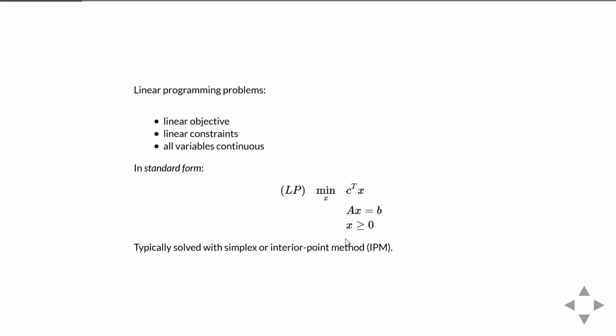So let's start with the motivation. We're looking here at linear programming problems. So these are optimization problems that have linear objectives, linear constraints, and all variables are continuous. You can write them in different forms. One of them is called the standard form, which is the one presented here, where you only have equality constraints and non-negative variables. You can always reformulate any linear programming problem into that form. So it's fairly generic. And once you have that, typically you can solve it with either the simplex method or an interior point method. And today I'm going to focus on interior point algorithms.